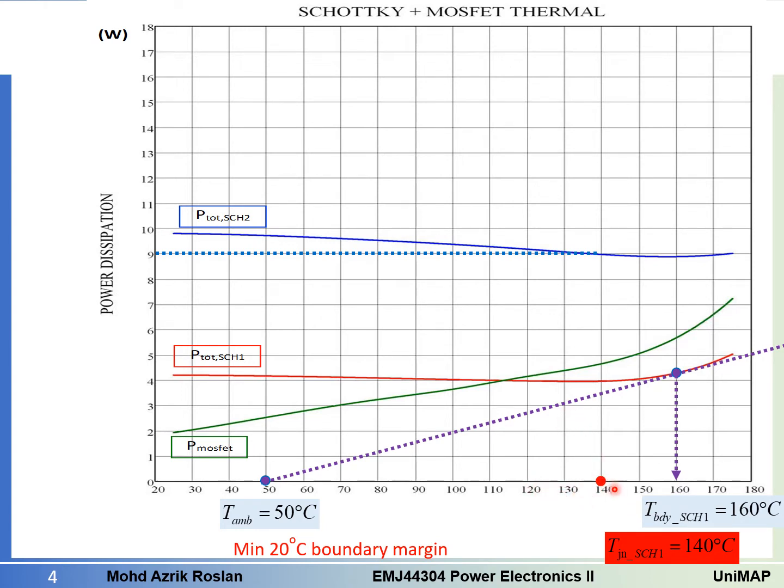In this case, I want to select 140 at that particular point, so I select that as my junction temperature for Schottky 1. When I select this as my junction temperature and draw a straight line to the y-axis, you will find the power dissipation at this temperature is 4 watts.